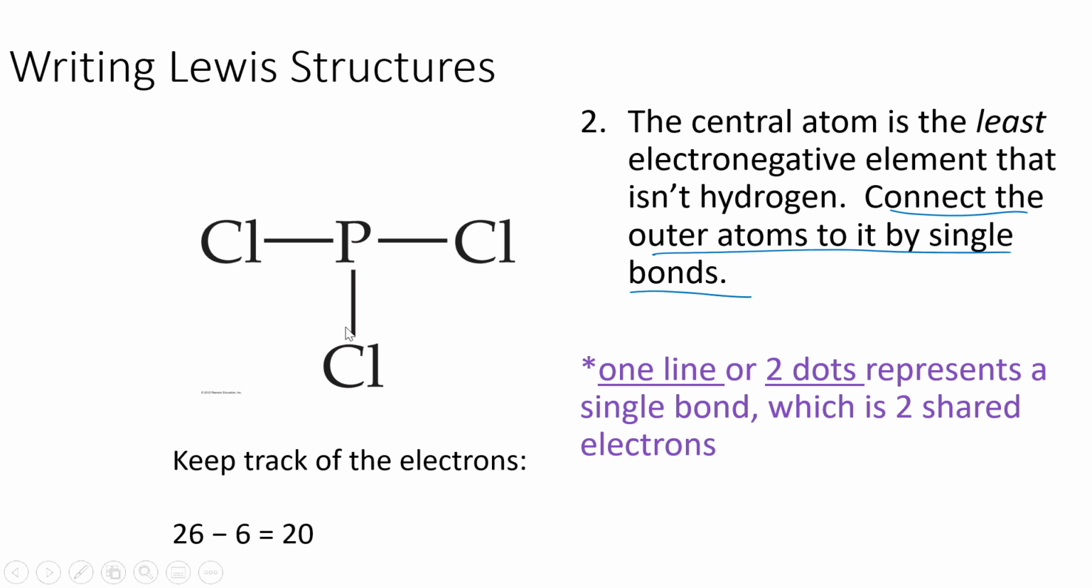Remember, you can use a line to represent 2 dots, or you could draw 2 dots like this. This would be the other way of doing it. Okay. And remember, 1 line or 2 dots represents a single bond, which is 2 shared electrons. And then what we want to do is keep an electron tally going. So remember, we decided earlier that we have to have 26 electrons in our diagram. And then I want to stop and count and say, how many have I used up so far? So far I've used up 2, 4, 6 electrons. That means I have 20 electrons left. And this running tally is important.